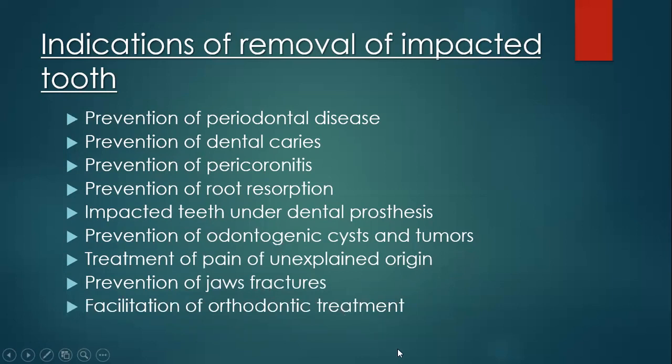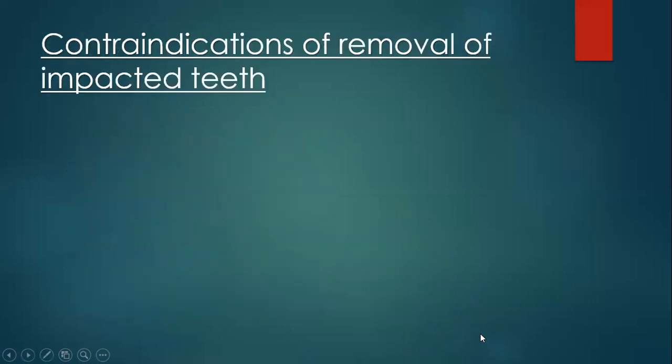So what it is saying is that you need to prevent periodontal disease, dental caries, pericoronitis, and root resorption, and avoid impacted teeth under a dental prosthesis. You need to prevent odontogenic cysts or tumors from developing, treat pain of unexplained origin, prevent jaw fracture, and facilitate orthodontic treatment. For such purposes, you need to remove the impacted tooth. So these are basically the indications.